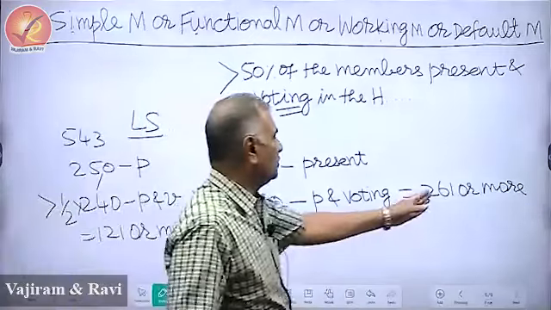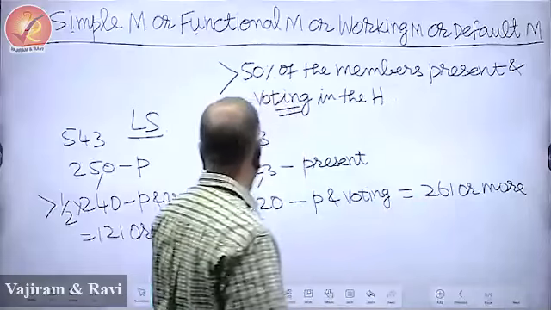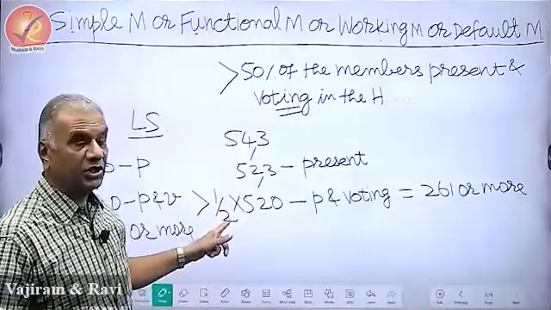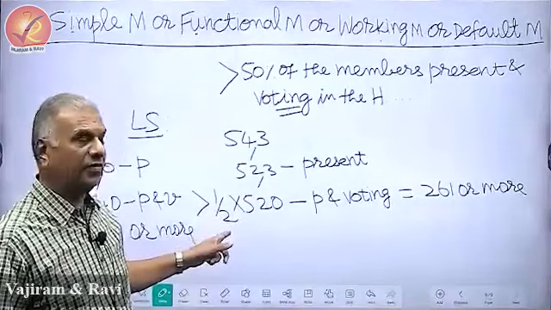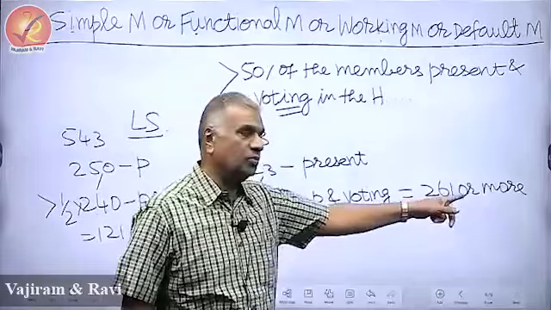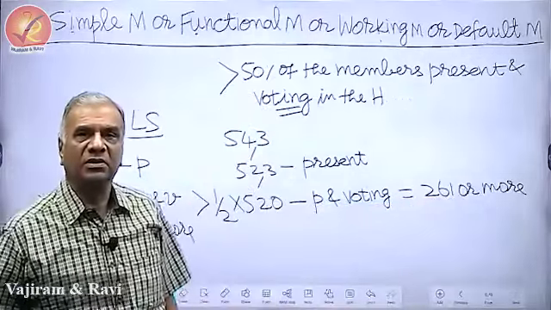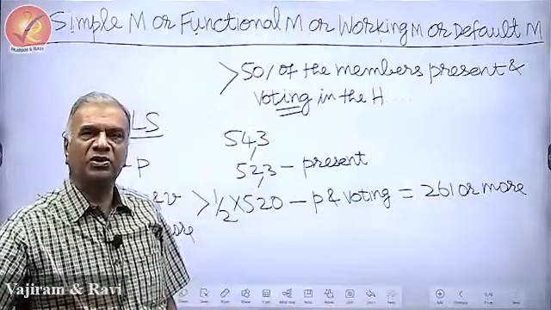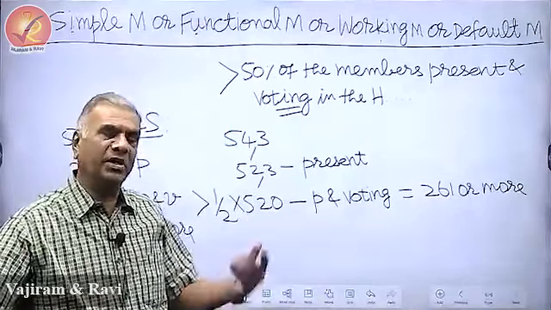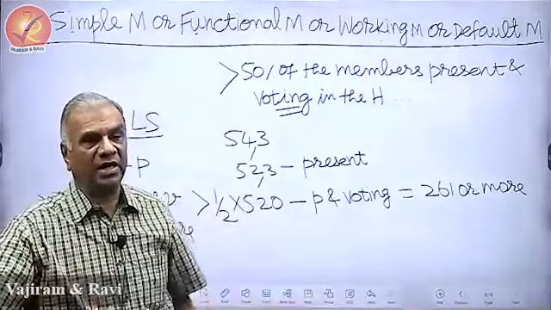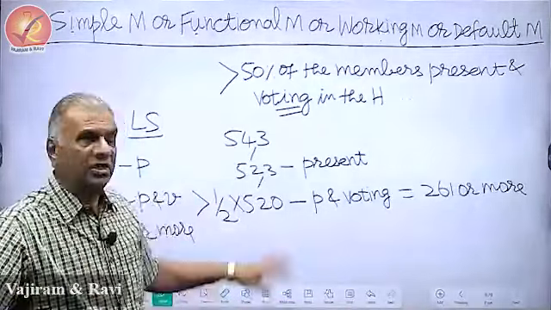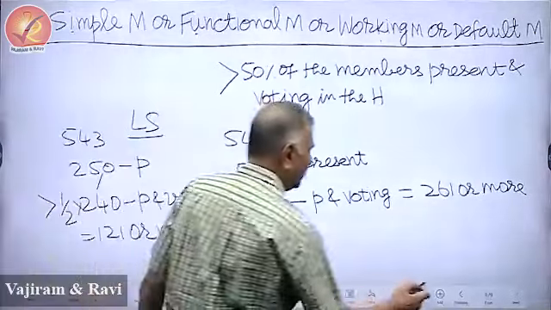So why not 260? Because it is more than 50%, not equal to or more. Therefore 260 plus 1, 261. What if voting strength gets tied? Then the speaker, the presiding officer, will have the casting vote to break the tie. So this is about simple majority. Now, where is it used?